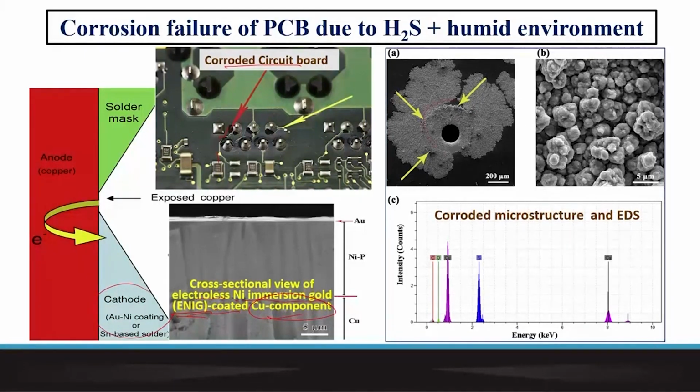These are the corrosion products, and if you do spectroscopic analysis, then you realize that apart from the metal values, we also have the presence of sulfur or oxygen ions, which means that the corrosion happened because of a reaction between the hydrogen sulfide and maybe water molecules.